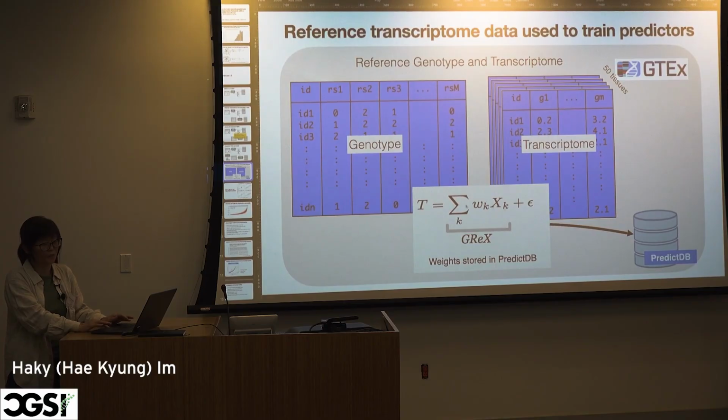Here X is the genotype data. So we'll have multiple, it could be 1, 10, hundreds of SNPs that ends up predicting expression levels of this gene. So we save these weights into a database that we call PredictDB. And this is so every time you want to predict gene expression, you can go to this website, download the weights, and then use your genotype data to predict gene expression.